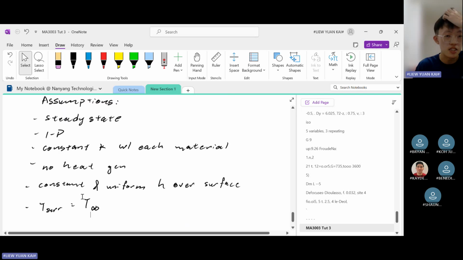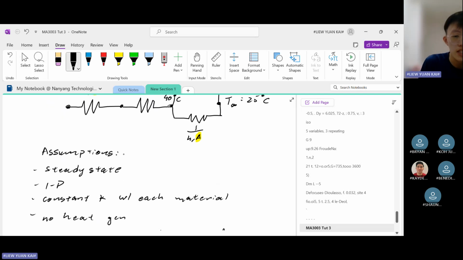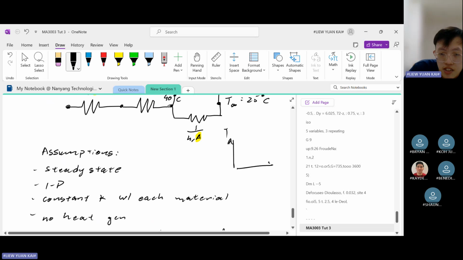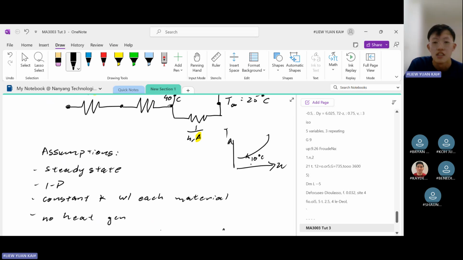Okay, so let me explain all these assumptions. Steady state means the temperature profile is fixed. It doesn't change with time. So what does that mean? For example, let's look at a point. Let me just draw a temperature profile, T versus X. So let's say a temperature profile looks like this. Let's focus on this point. This is 10 degrees Celsius. If it is transient, right? Transient and steady state are opposites. It's like cat and dog, like fire and water. They are opposites. So steady state means it is fixed like that.